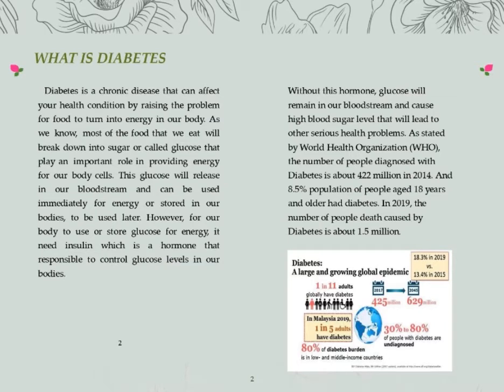Diabetes is actually a chronic disease that is due to high sugar level in our bloodstream. As we know, the food that we eat will break down into sugar to provide energy to our body. For it to function properly, insulin is needed to use the glucose to turn it into energy. Without it, it is what causes the high blood sugar level in our bloodstream.